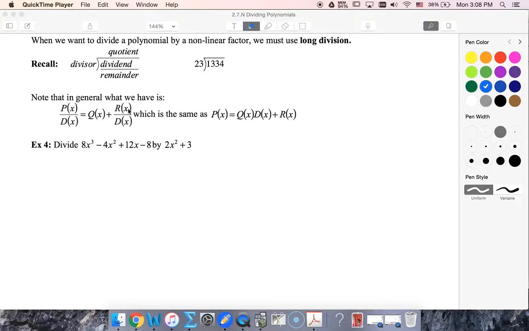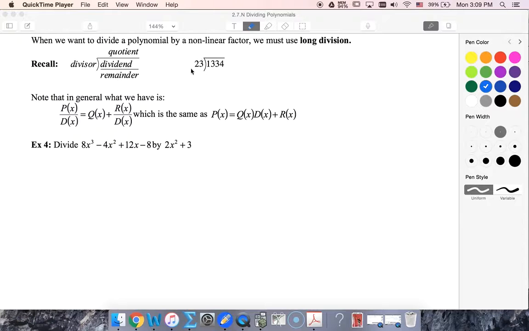So remember about long division. Some of you may have learned different setups depending on where you're from. But if I'm taking 1,334 and dividing it by 23, well, I call this bit my dividend, and what I divide by is my divisor. My result is the quotient, and I have left over my remainder if it doesn't divide evenly.